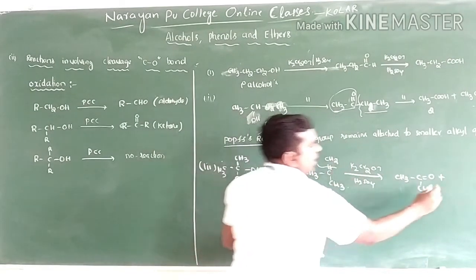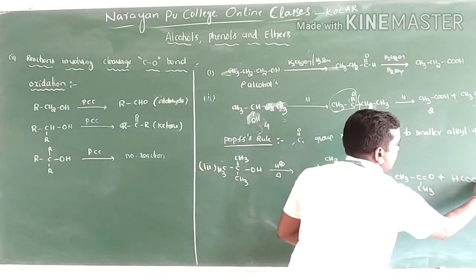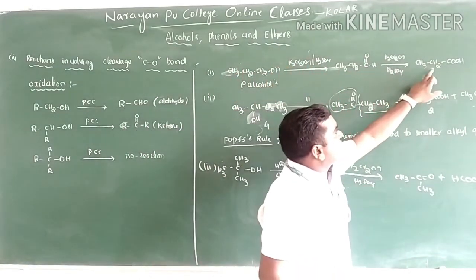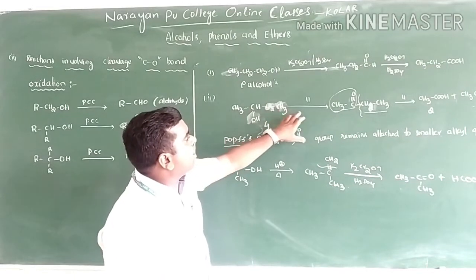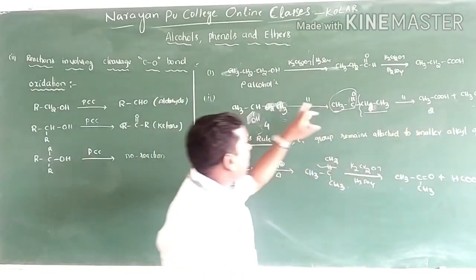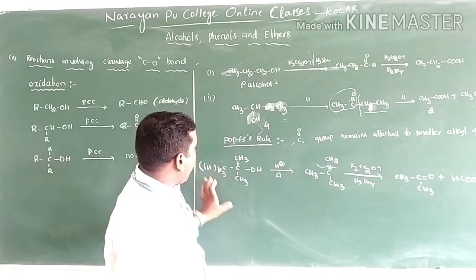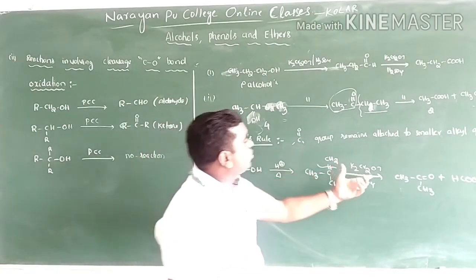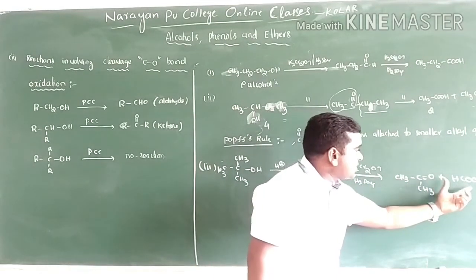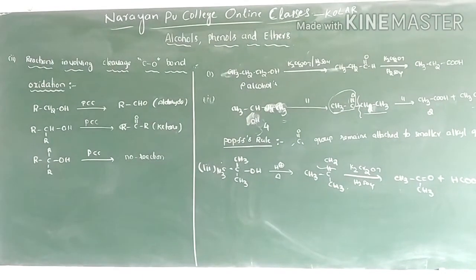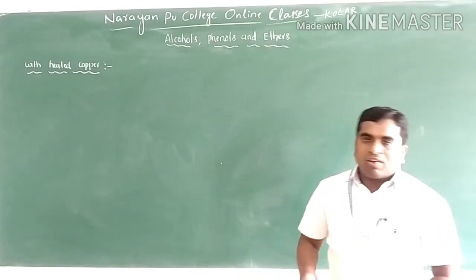formic acid. That's why I mentioned here: primary alcohol gives the acid with the same number of carbon atoms. Secondary alcohol with a strong oxidizing agent gives the acid but with fewer carbon atoms than the original alcohol. And for a tertiary alcohol, first you have to do the dehydration and then the oxidation, then you will get ketones and acids as the products. So oxidation we have completed.